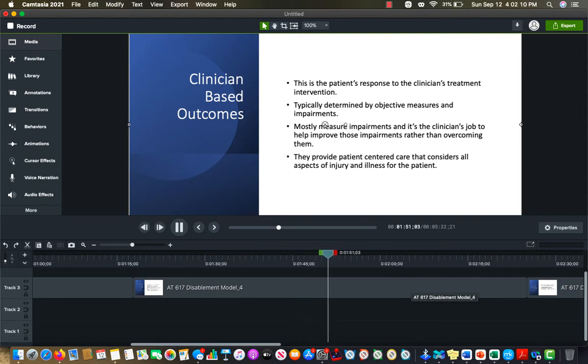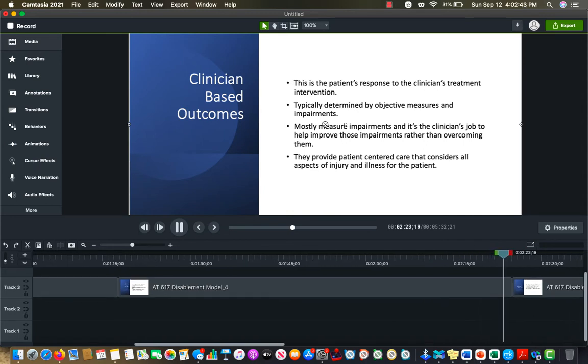So as a clinician, it's important that we set up a plan or an exercise that helps the patient get to the overall end goal of recovering through baby steps instead of just immediately going to the last step and rushing the process. Clinician-based outcomes provides patient-centered care that considers all aspects of the injury and illness for the patient, basically using the research aspect of athletic training to combine into the clinical setting to give the patient the best care possible.